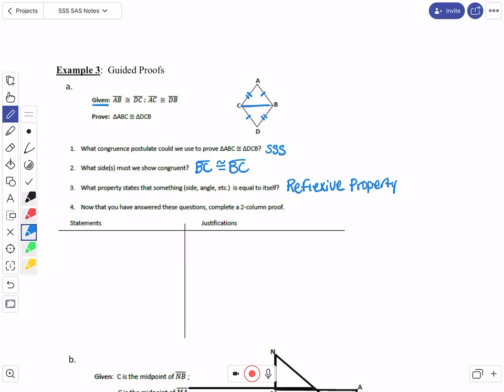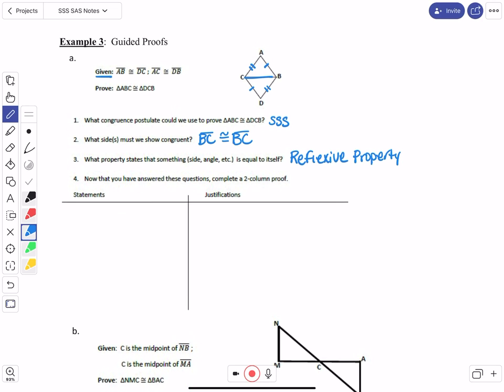All right, so now that we've answered these questions, we're going to write a two-column proof. So the way that you start it off is you always start with what's given. You just kind of repeat. It's kind of like in English when you're answering a question. It's just like you restate the question. And that's what we're going to do here. Okay, and the justification for that is because that was given to us.